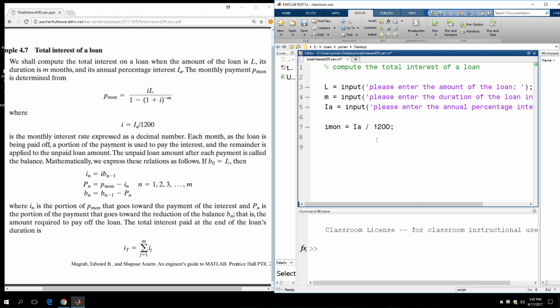And then we can compute the P month. That's going to be I month times capital L, and then divide by 1 subtract 1 plus I month, and then raise it to the power of minus M. And that's the whole thing. That's the monthly payment.